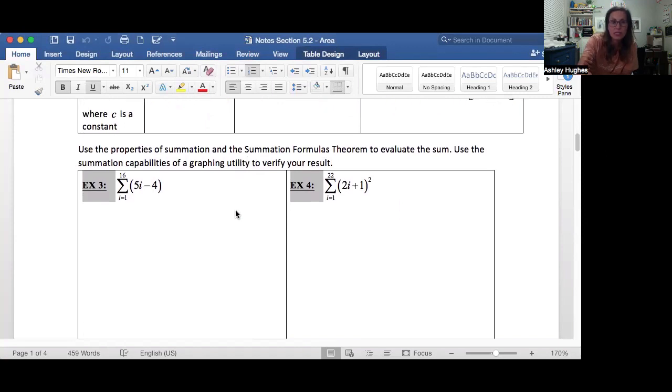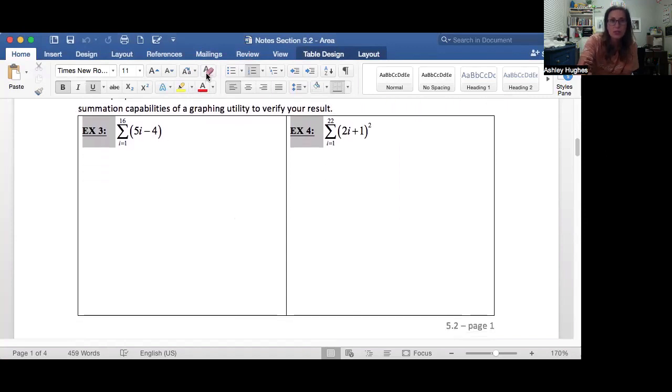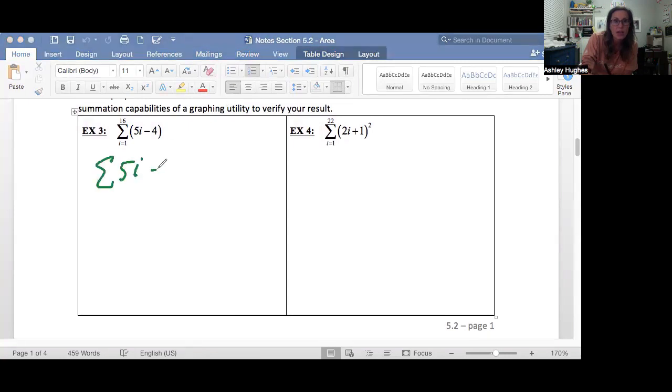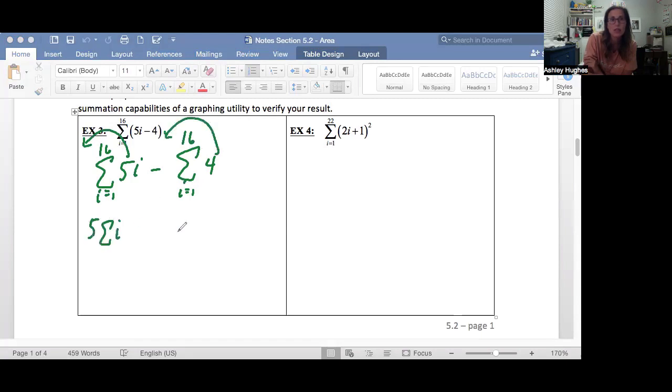So what we're going to do here is we're going to split it up. So we can split up the summation. The summation of a difference is the difference of the summation. So we can say that this is the same thing as adding up 5i and then doing minus the sum of 4, from i equals 1 to 16. Now what you can do is you can put these scalar multiples in front, okay? So this is like 5 summation of i minus 4 summation of 1.